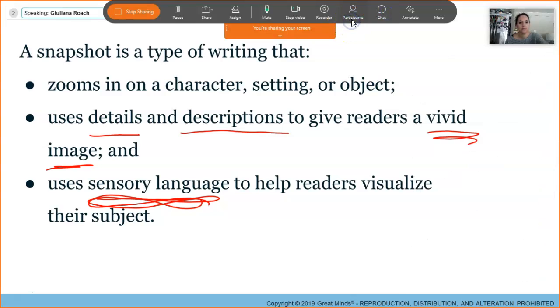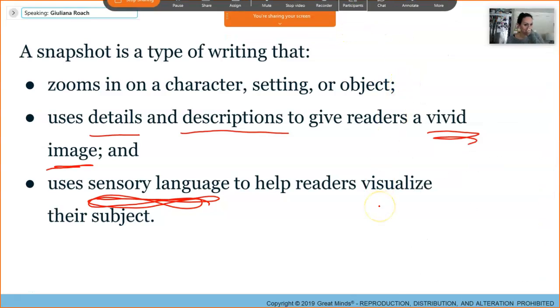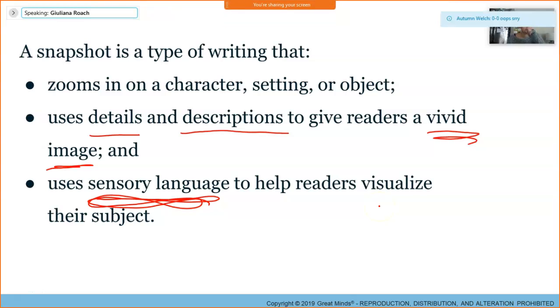These lines are considered a snapshot because they're explaining the dog, so you could draw a picture into your head. Yep, and that's okay, Autumn. Thank you for responding in the chat. Yeah, so you can picture this in your head, right?